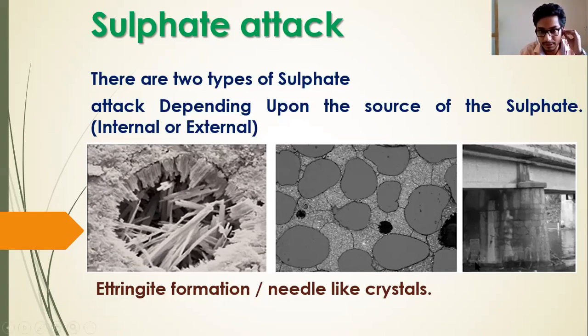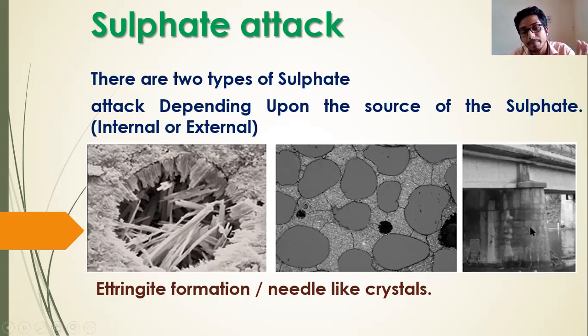So you can see in the middle picture that the dark gray things are aggregate, and these are the cement. In the cement and aggregate interface, you can see the cracks. I don't have any pointer. You can see the formation of cracks over there. In the right picture, you can see the type of cracks that happen when the sulfate attacks the concrete system.